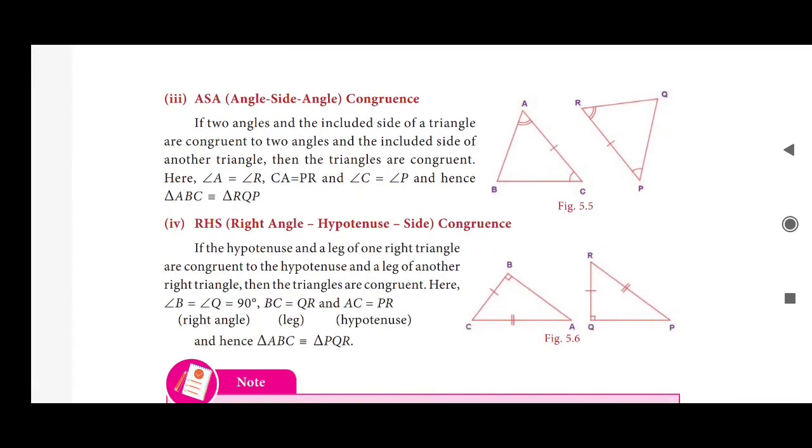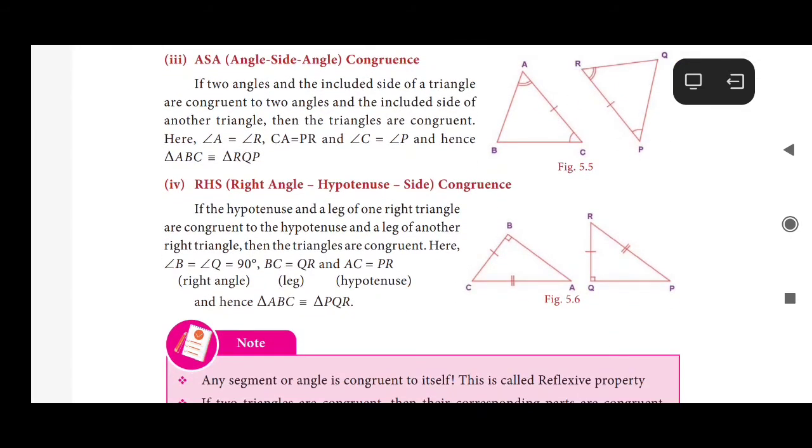Then angle side angle congruence. So here only AC and RP are equal. They mentioned it by using this line. So AC and RP are equal, and also they have mentioned the angles. So C is equal to P, A is equal to R. So if two angles and one side are equal, then the triangles are congruent. Understand? So first one is side side side, then side angle side, here angle side angle.